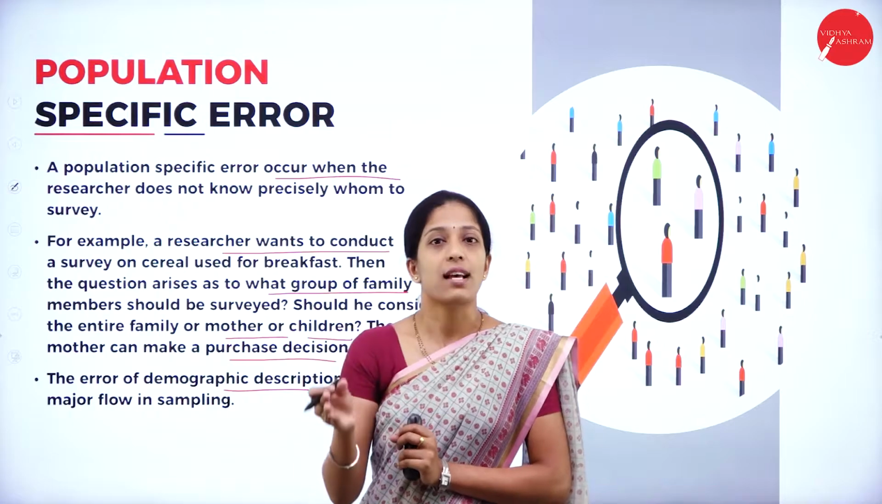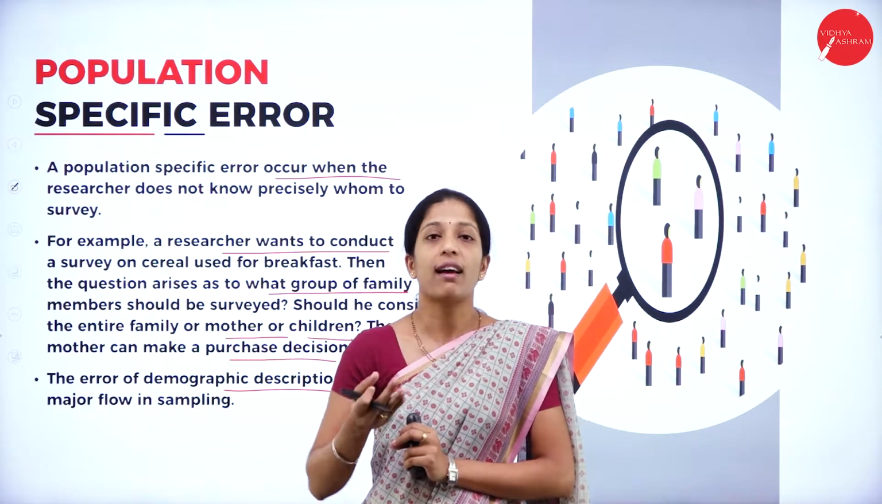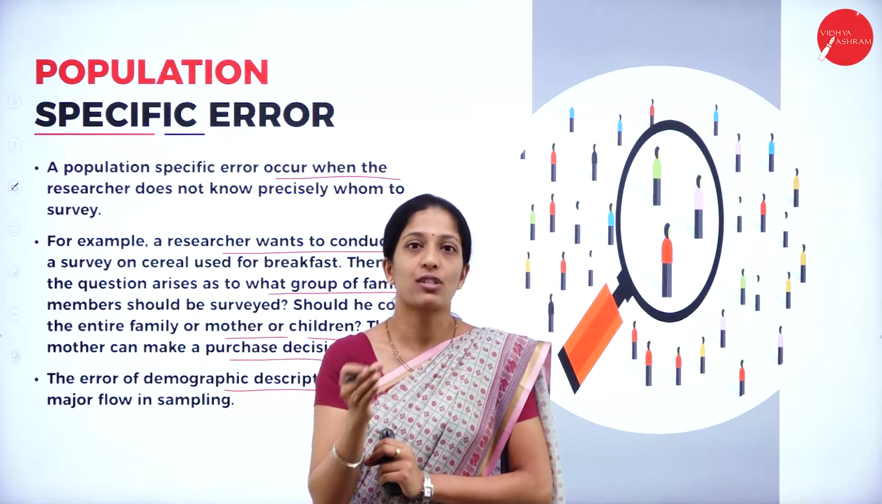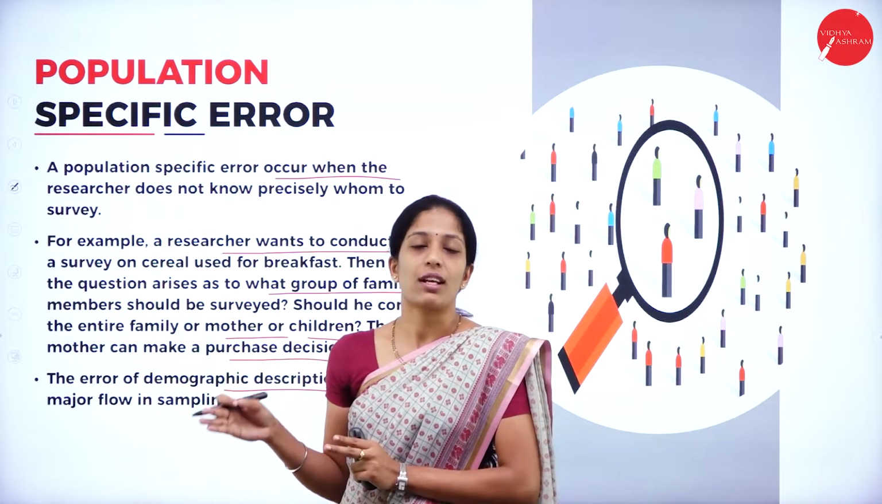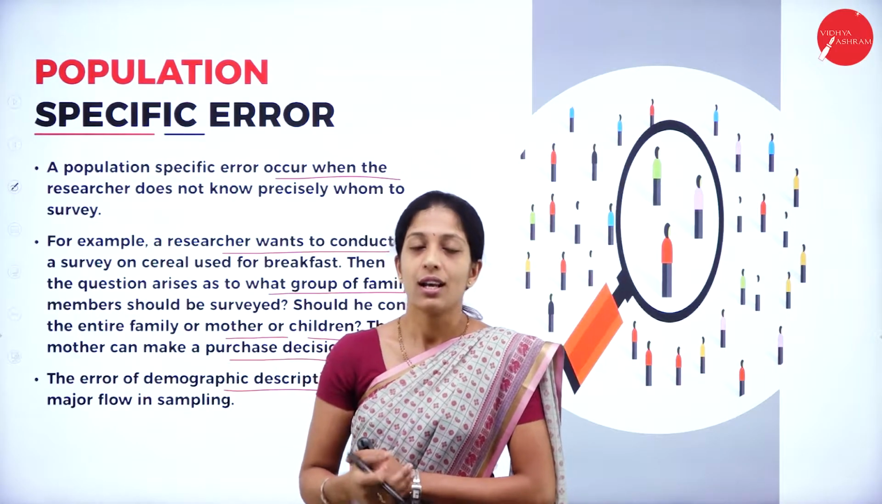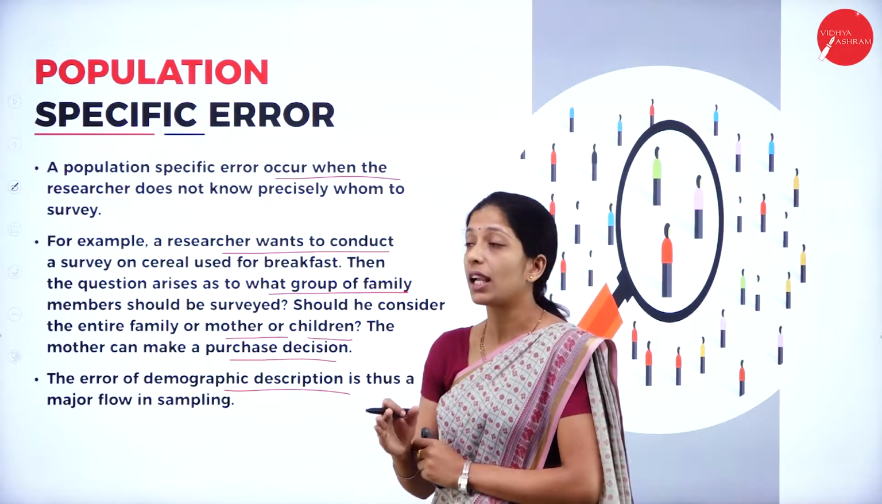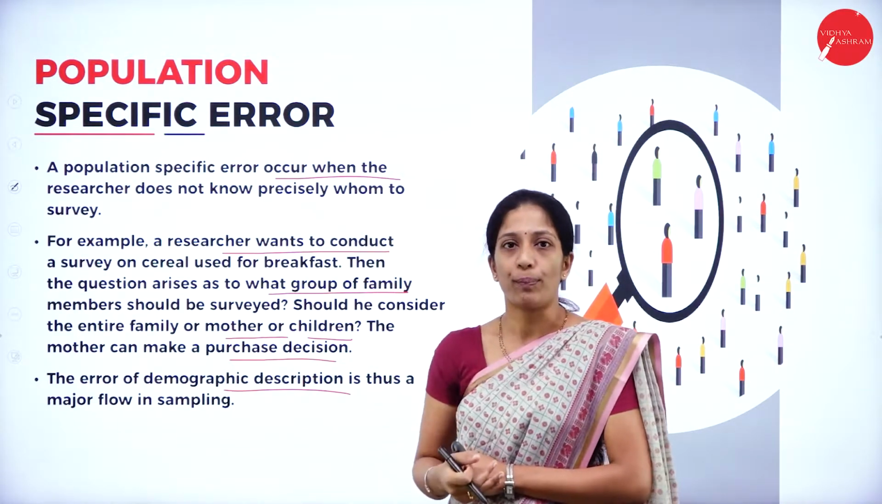Suppose he has selected the children. Children will not have any idea about the breakfast, what the mother is going to prepare. In that situation, the target population goes wrong. So here the researcher has to be very careful while selecting the population.